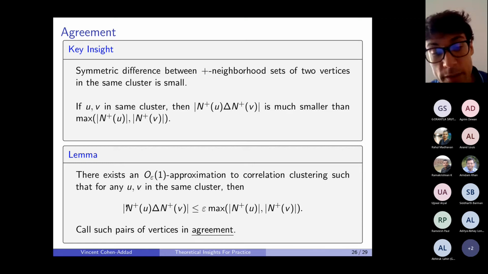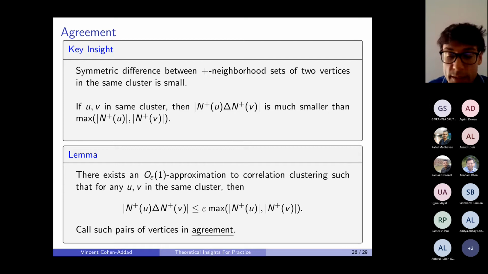And we know that there is a constant factor approximation such that every cluster is made only of vertices that are in agreement. Okay, so I'm really happy with that.